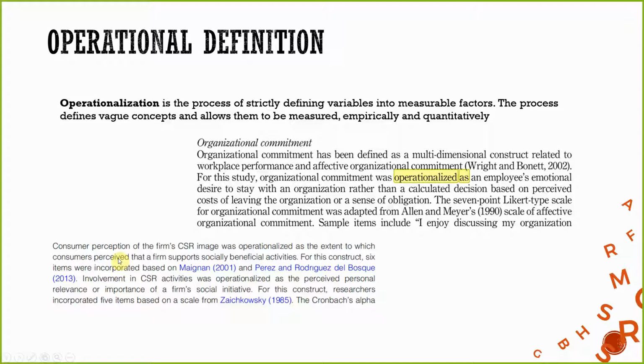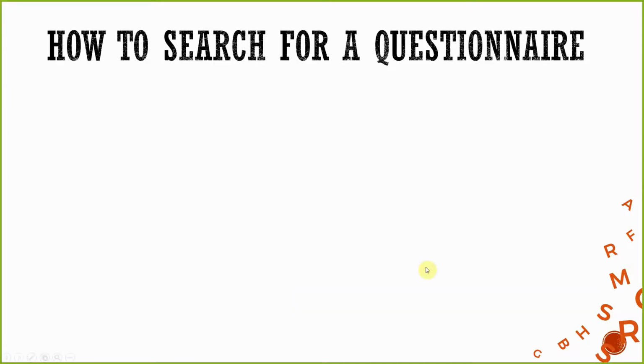So this is how you should present your operational definition as well before going on to use this scale, so that the reader and the reviewers know that this is how you have operationalized, this is how you plan to use the scale, and this is the scale that you are going to use. Now, once you are through the operational definition and you know how you are going to define it, the next important step is to search for a questionnaire.